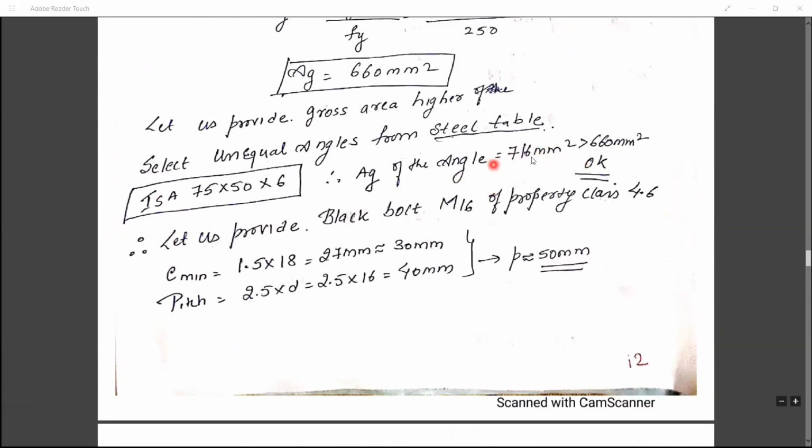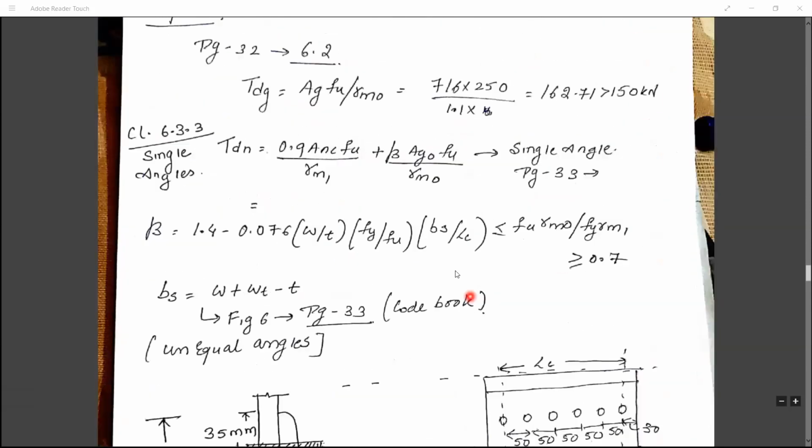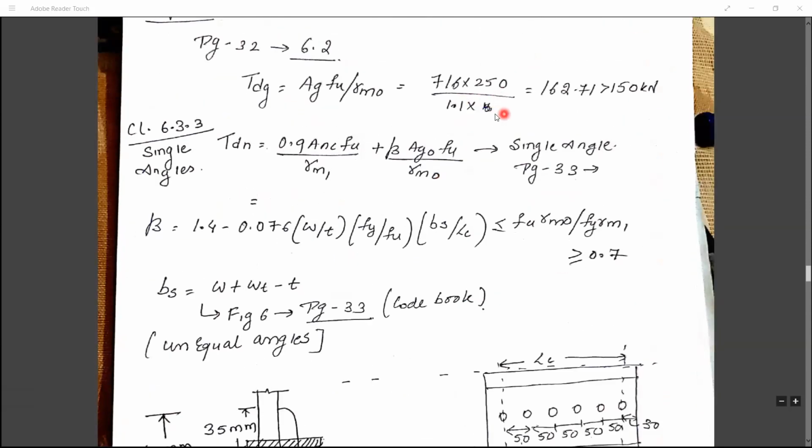This is the area which we have got from the code book steel table. This is the area which we have got from the steel table, that is 716 mm square. So now 716 × 250 by 1.1, so you'll get the value as 162.71, which is more than 150 kilonewtons.